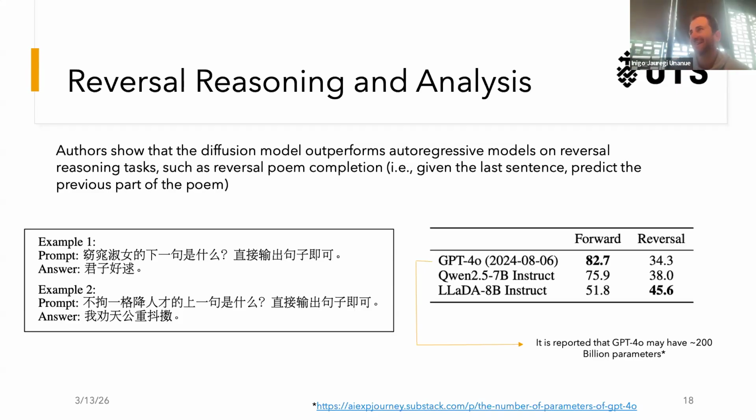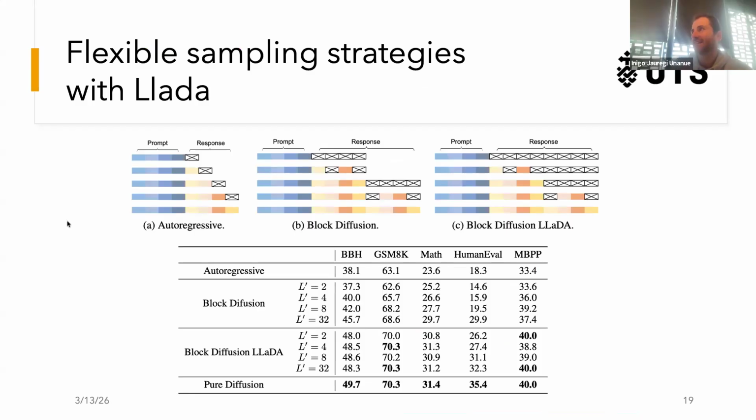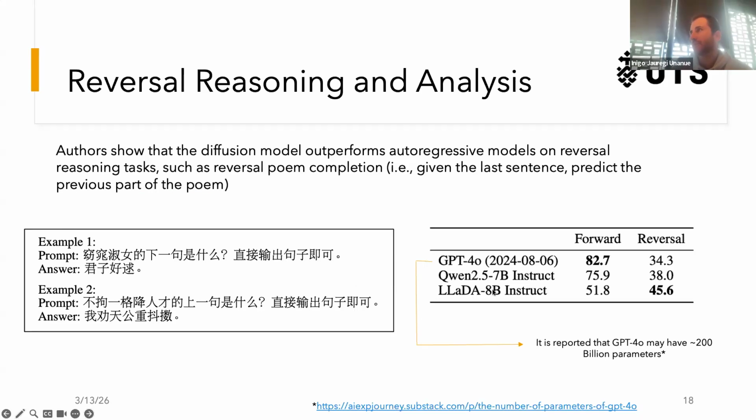Let's continue and then we can move back on. We can come back to that discussion after. Okay. So here they only showed that the reversal process is performing better in the diffusion model than in the other models that are autoregressive, left to right.